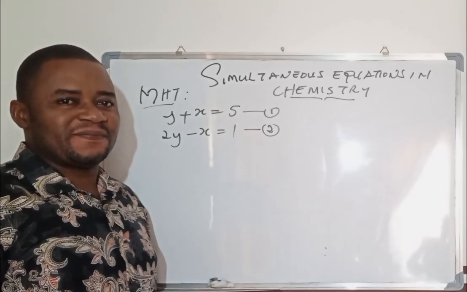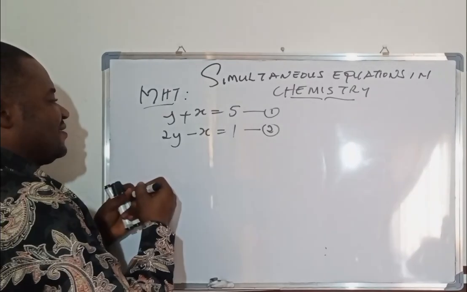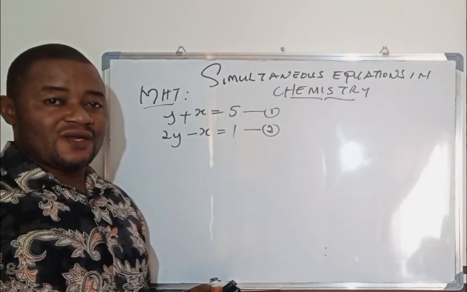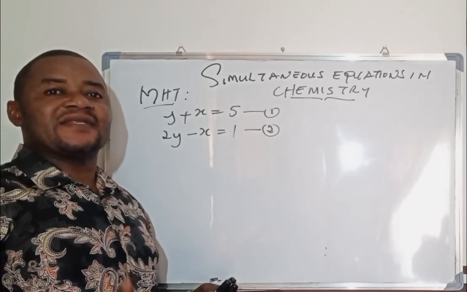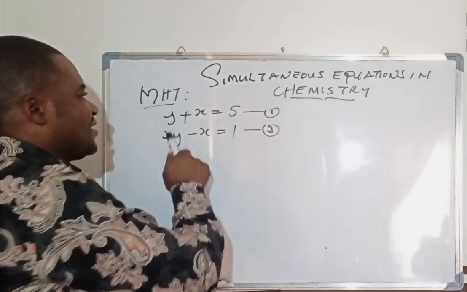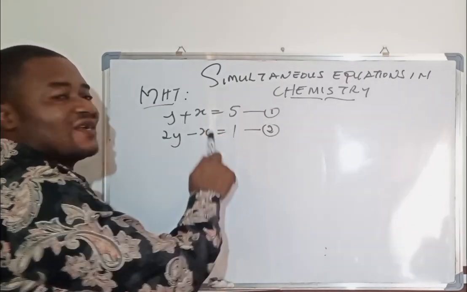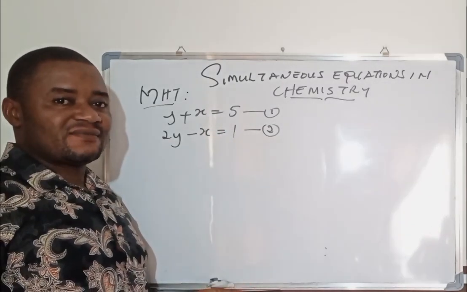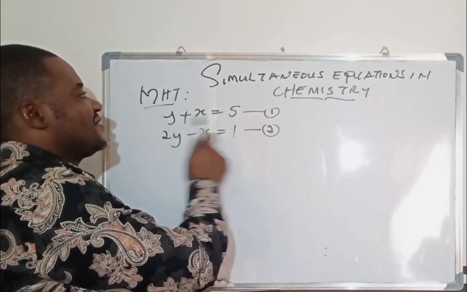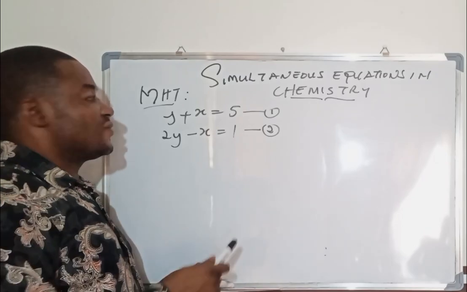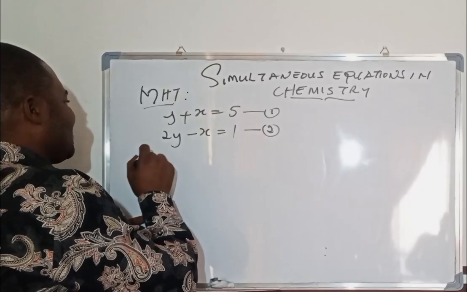solving a chemistry problem. For this question, we need to get an equation 3, which can allow us to solve and get the two variables, which are y and x. To get equation 3, you can use any of these equations. So we are going to use equation 1, being that it's quite easier than equation 2.